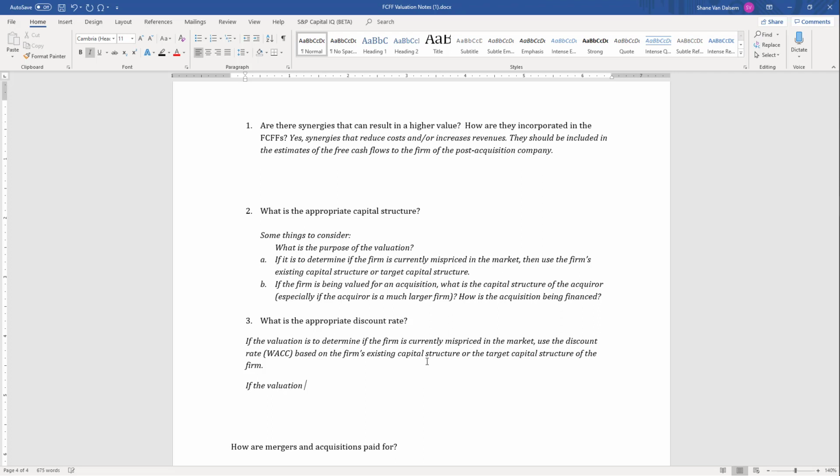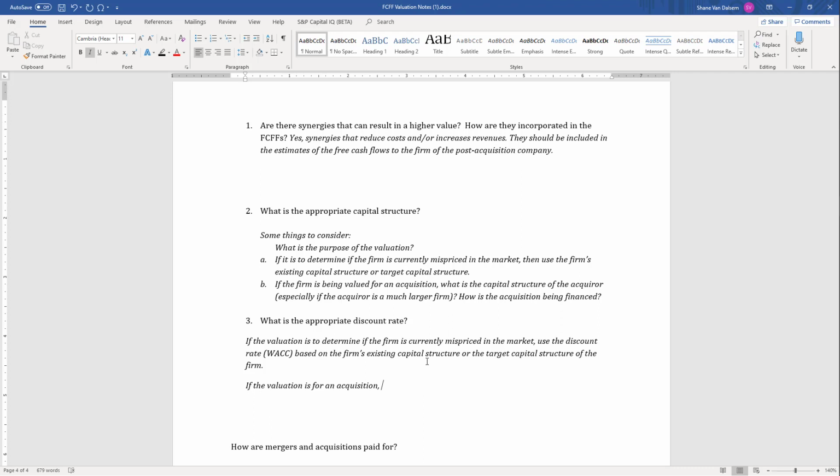The valuation is for an acquisition. Here's where it's important, especially for the firm being acquired, to determine if the new capital structure of the firm will decrease the weighted average cost of capital, because we know whenever a company decreases the weighted average cost of capital, the value of the firm increases.